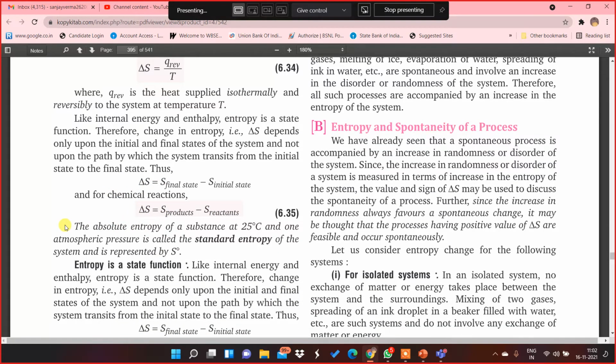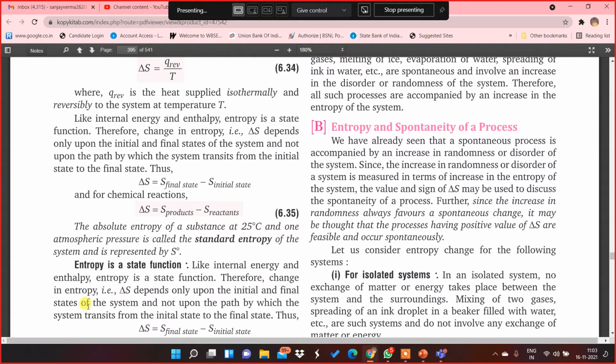So remember, the absolute entropy of a substance at 25 degrees Celsius and 1 atmospheric pressure is called the standard entropy of the system and is represented by S naught, S to the power of 0. This is pronounced as S naught. Entropy is also a state function. It is not a path function. Like internal energy and enthalpy, entropy is also a state function.